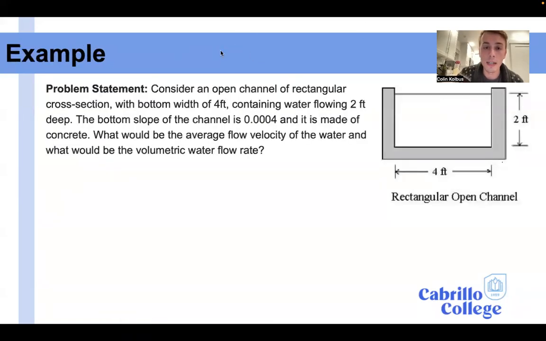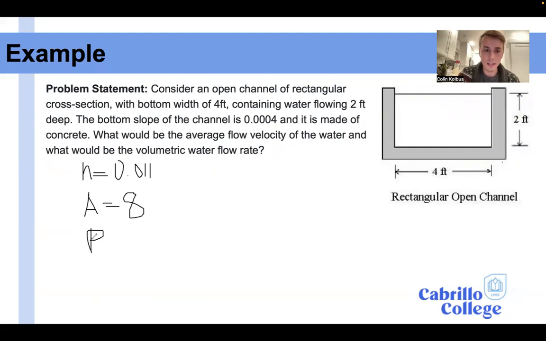Let's get out my tool again. Manning's coefficient equals 0.011. The area of our rectangular river is our base times our height. And so in this case, that's 2 times 4. And so our area is 8 square feet.